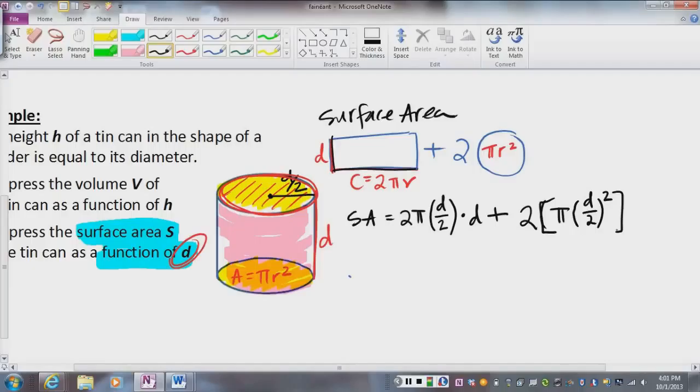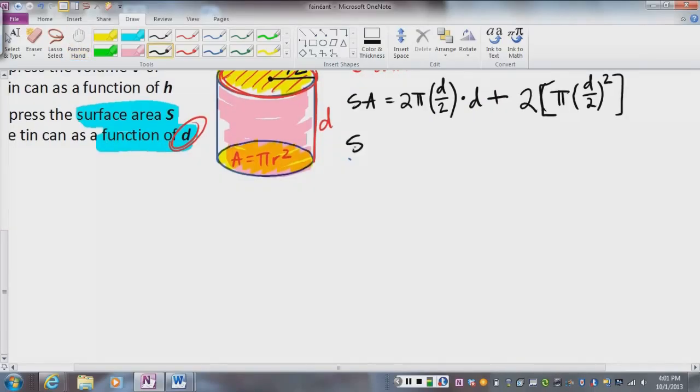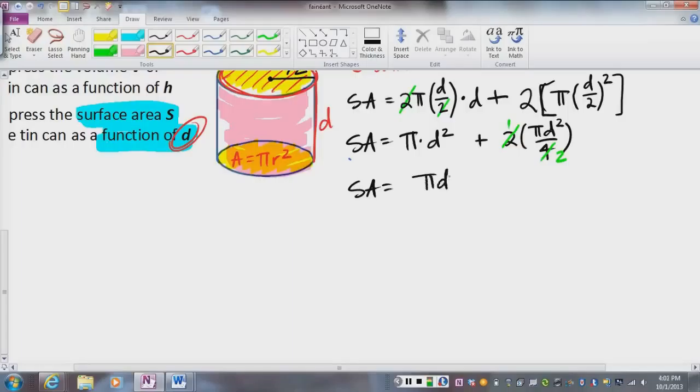So at this point, we really just need to clean all this stuff up. I'm going to slide this up a little bit here. We have surface area equals, my 2's cancel. I have pi times D squared plus 2 times pi D squared over 4. My 2 and my 4 reduce. This becomes a 2. That becomes a 1. So I have surface area equals pi D squared plus pi D squared over 2.